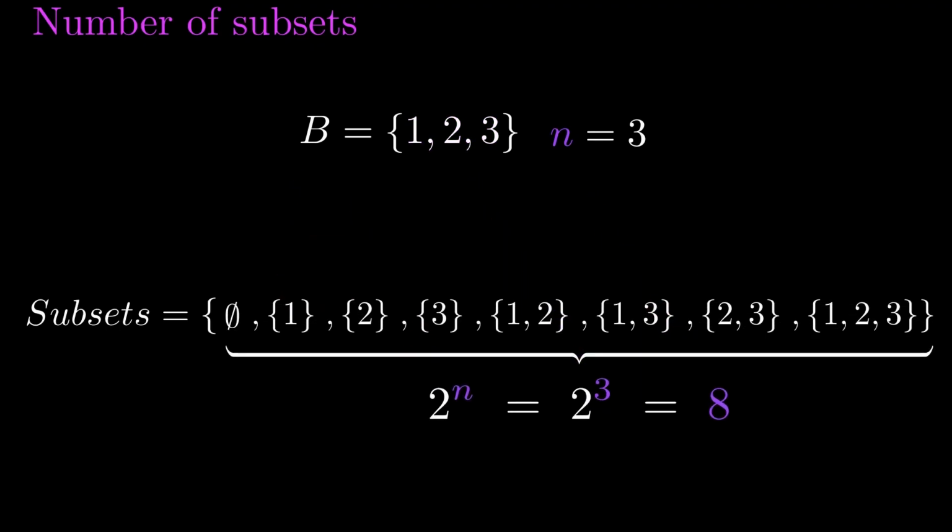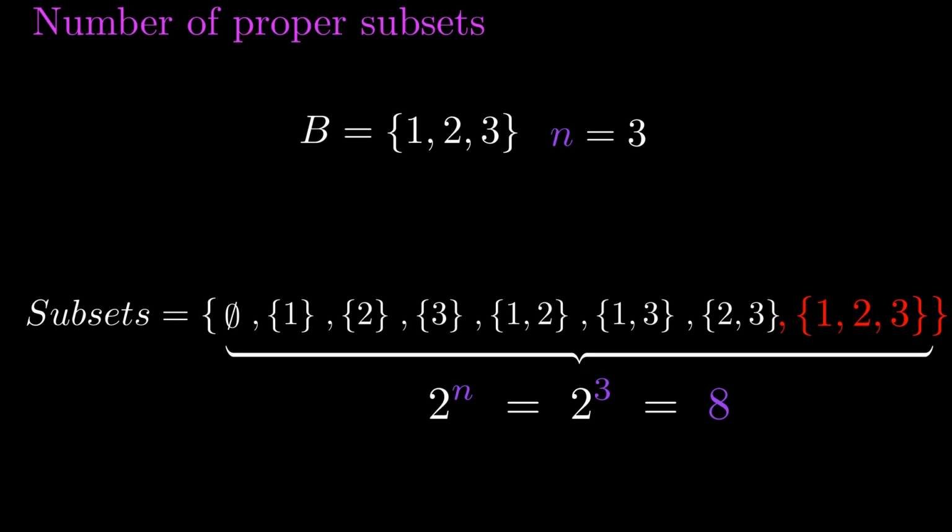So then, what is the number of proper subsets? A proper subset is one that is not equal to the set itself. Out of that total of 2 to the power of n subsets, there is only one that isn't proper, and that is the set itself. In our example, 1, 2, 3.